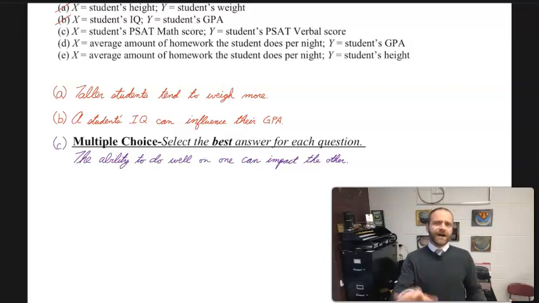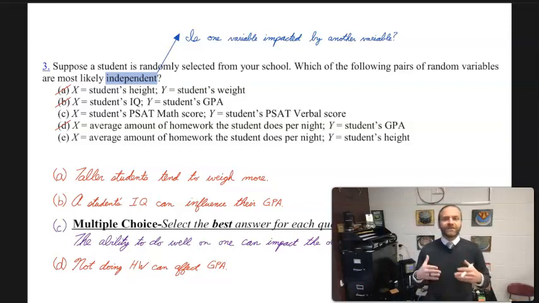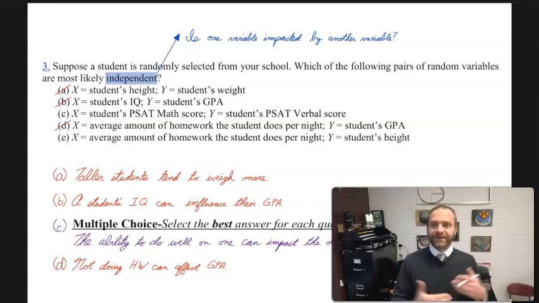Contrary to popular belief, students, that is dependent. Not doing homework, FYI, can affect your GPA. So right now, I'm on choice E, the average amount of homework the student does per night and a student's height. So do taller students tend to do less homework or more homework than shorter students? That seems weird. So I'm stuck on C and D.